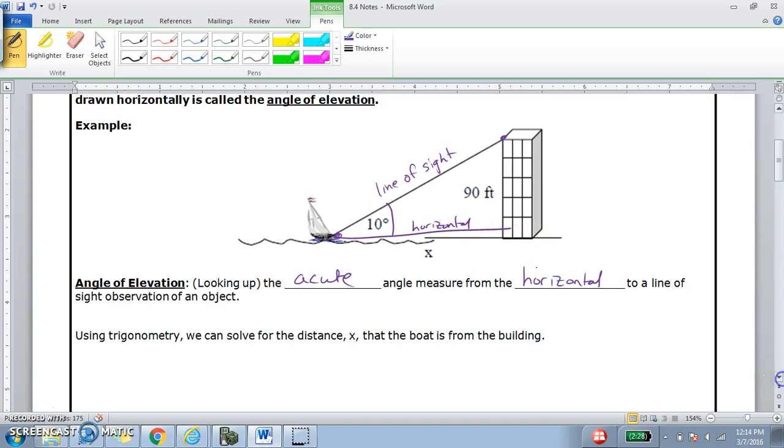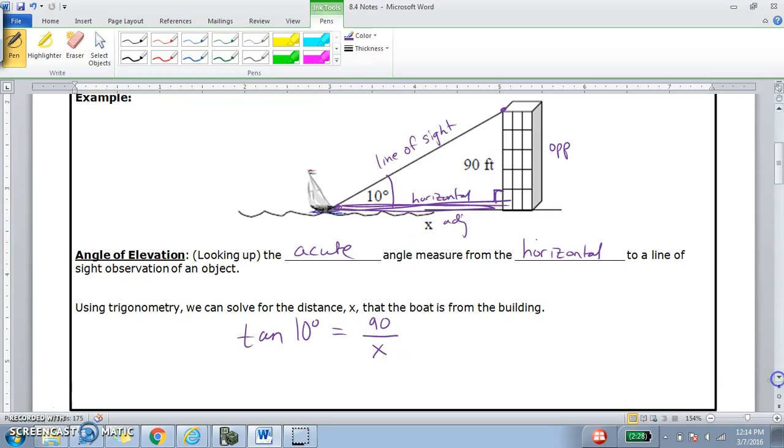So since we now have a right triangle, this is our angle. This side, the 90 feet, which is the height of the building, is opposite. And we're solving for the adjacent side, this x, how far the boat is from the building. So adjacent and opposite means we're using tangent. Our angle is 10 degrees, so tangent of 10 degrees equals our opposite, which is 90, over x, which is our adjacent.